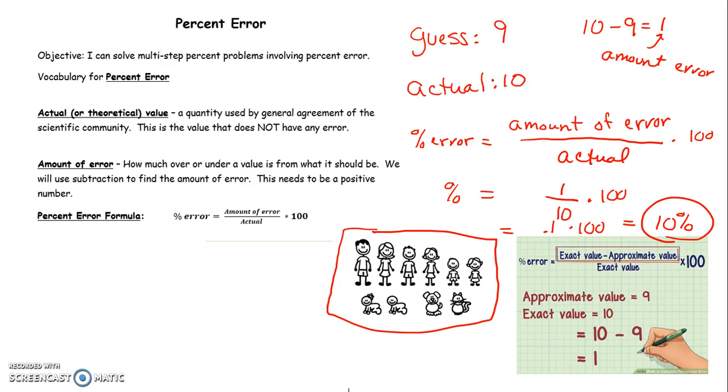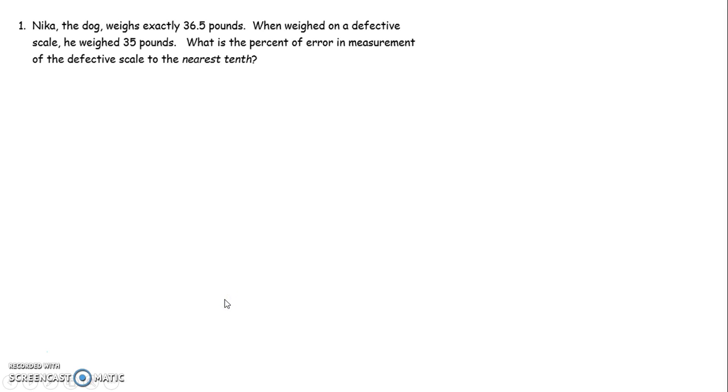Not a big deal. But if you're off by 10% in terms of the amount of a chemical substance you add to something, that could be a big deal. Maybe you'd blow up the lab. Who knows? Let's go for a few more examples. Hopefully you have a calculator. It's just going to make our lives easier.